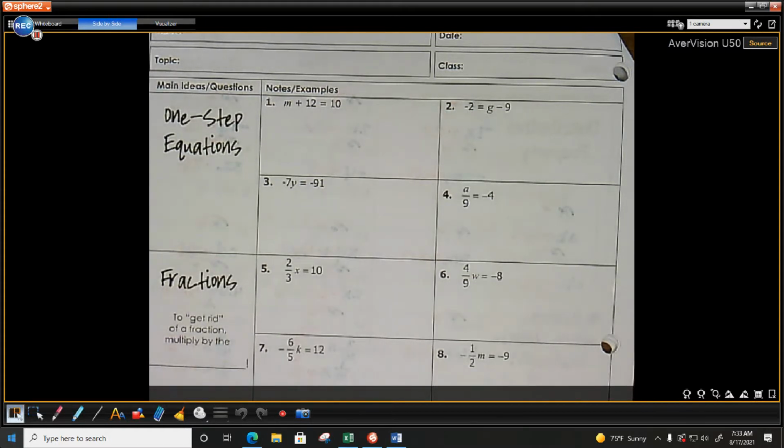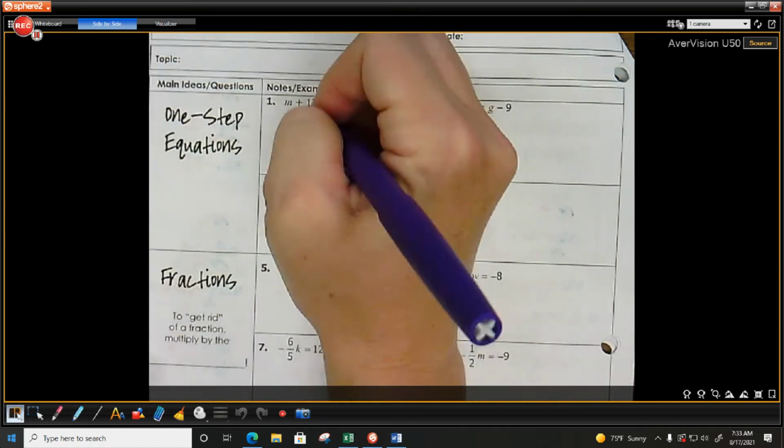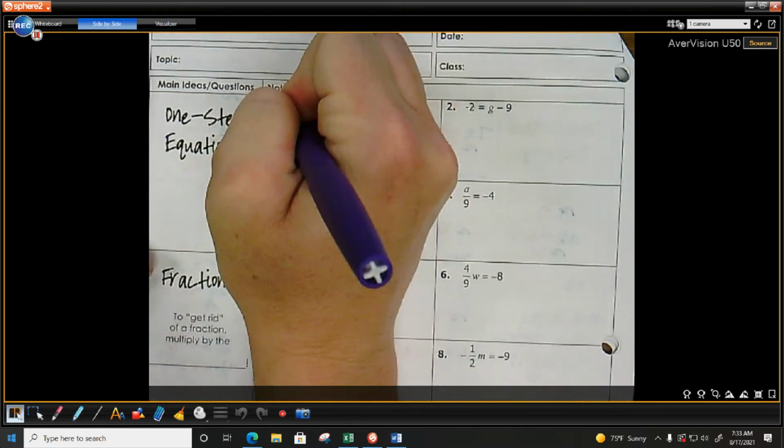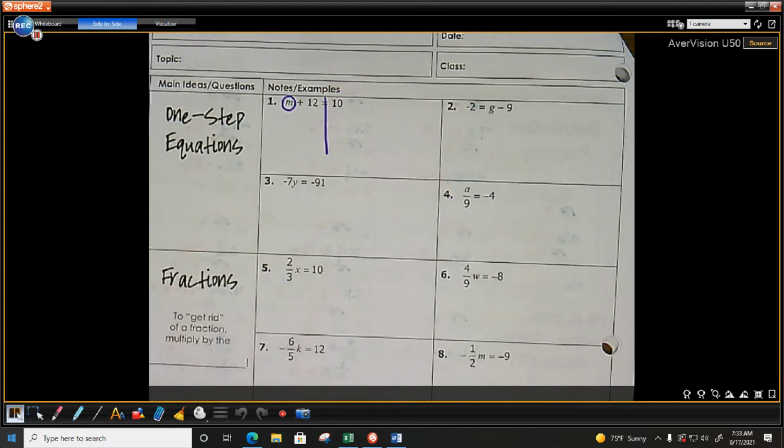Okay, what I like to do is always put my line through the equals. The reason we put our line through the equals is so whatever you do on one side of the equation, you do that same thing on the other side. So I'm going to draw a line through the equals. Okay? So, I also like to circle my variable, because that's what I'm trying to get all by itself. Okay? Sometimes we struggle. Which way are we moving stuff?